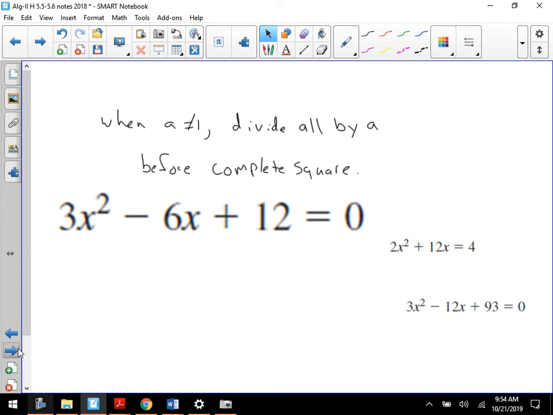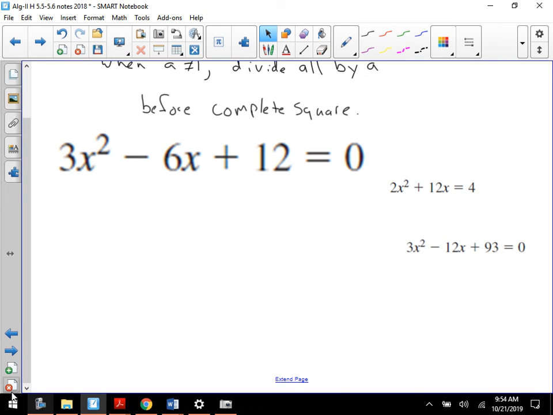Okay. So all you have to do here, guys, is get rid of your a value. You divide everything by whatever a is. In this case, my a value is 3. So I would just divide each piece by 3 and rewrite: x squared minus 2x plus 4 is 0. And then from there, I would complete the square. Okay?